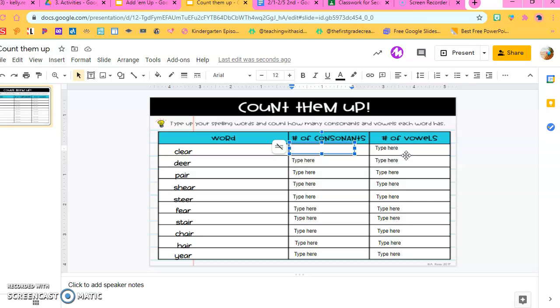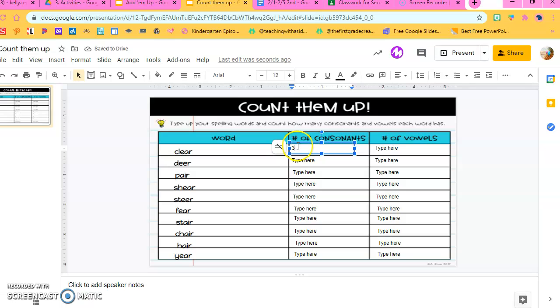So when you look at your spelling word, this first word is clear, we're going to count how many consonants the word has. Any letter that is not one of those 5 vowels is a consonant. So I'm going to look. C is a consonant. L is a consonant. E, that's one of those vowels that I just said, so I'm not going to count that one. A is a vowel, so I'm not counting that one. R is a consonant. So the word clear has 3 consonants.